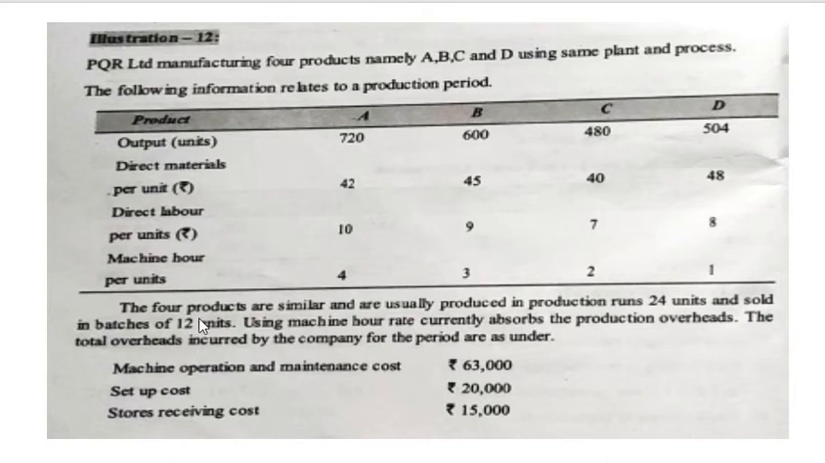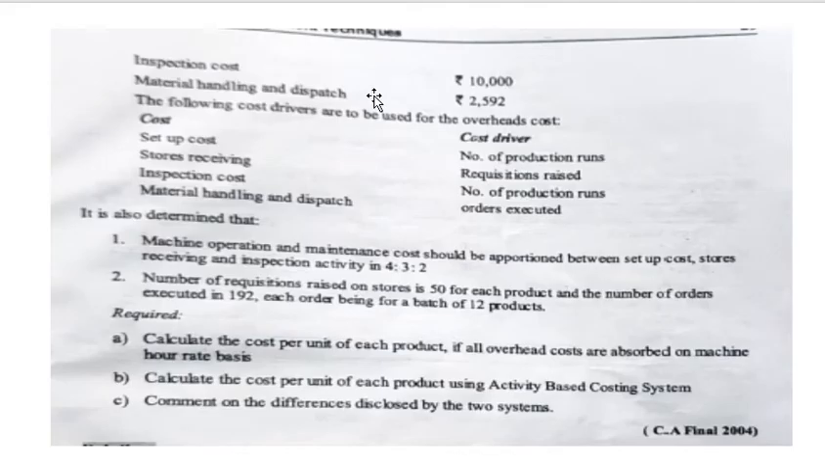The four products are similar and are usually produced in a production run of 24 units and sold in batches of 12 units. Using machine hour rate, the company currently absorbs the production overhead. The total overheads incurred by the company for the period are as under: machine operation and maintenance cost rupees 63,000, setup cost rupees 20,000, stores receiving cost 15,000, inspection cost rupees 10,000, material handling and dispatch rupees 22,592.